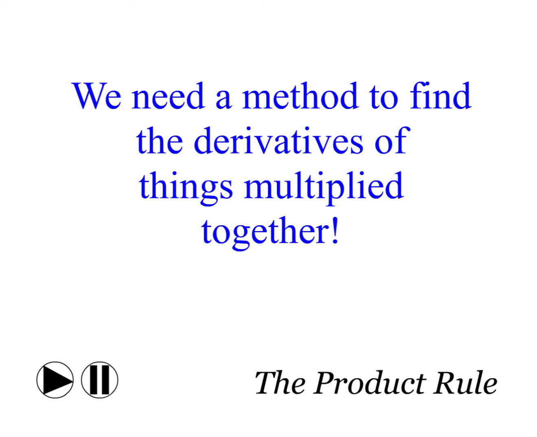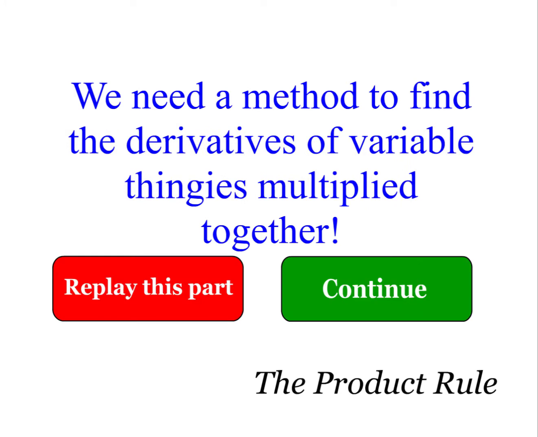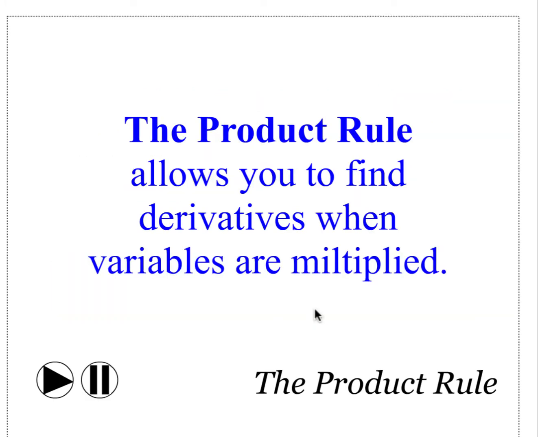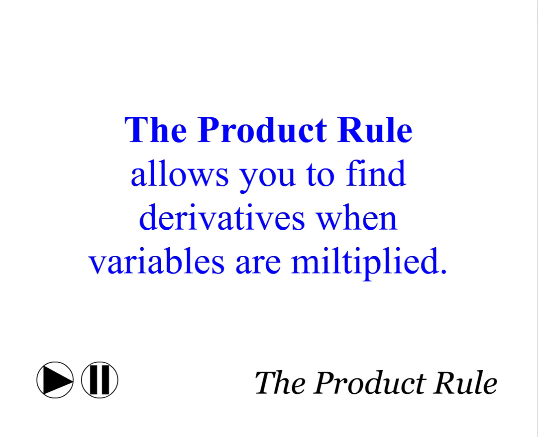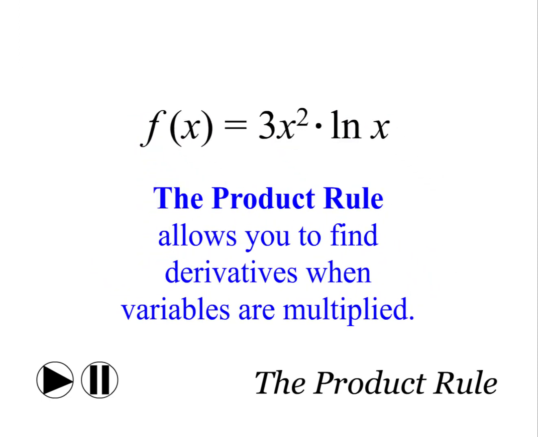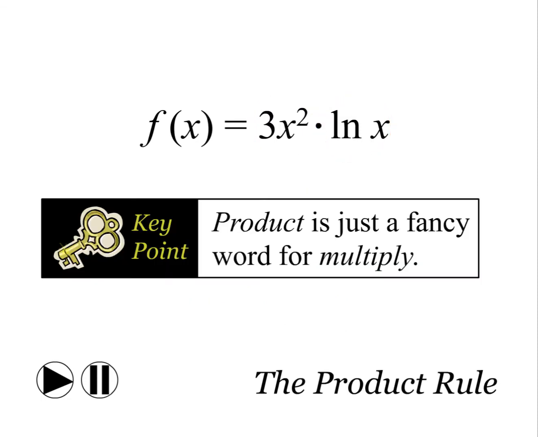Therefore, we need more ways besides the power rule to find derivatives. Luckily, we have something called the product rule. It exists specifically to find derivatives when two variable expressions, like 3x squared and natural log of x, are multiplied together. It's called the product rule because product is the fancy pants word for multiply.